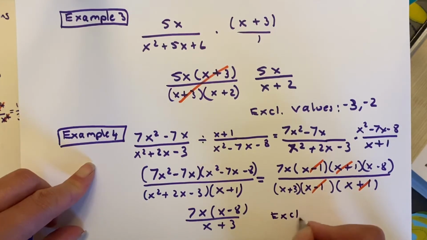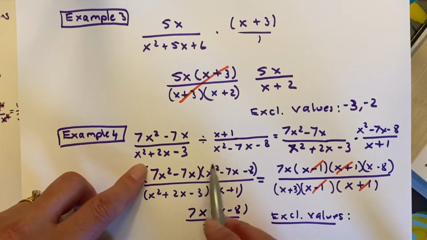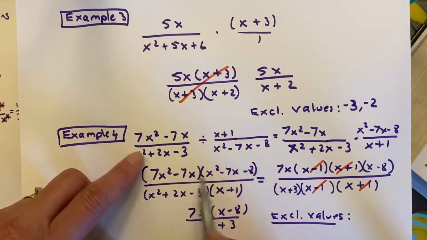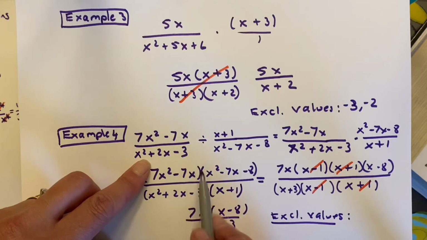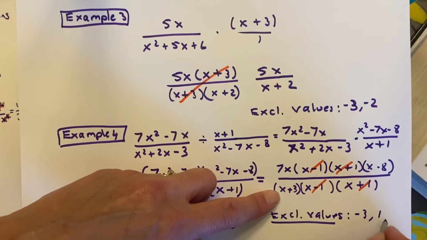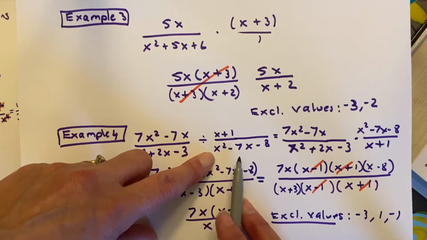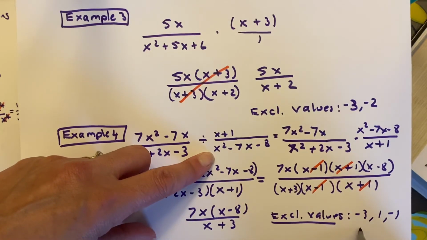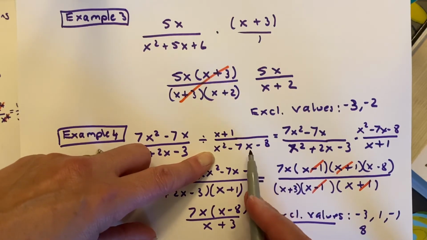My excluded values are, if I go from the very beginning, because this was on the bottom, and let's see, so my excluded values are, x squared plus 2x minus 3, when I factor, is -3, +1, -1, but I have to remember that I was dividing and I had this on the bottom at the beginning, and so I have -1 again here, and I also have 8 as an excluded value because it was initially on the bottom, and therefore it would have made an undefined fraction.